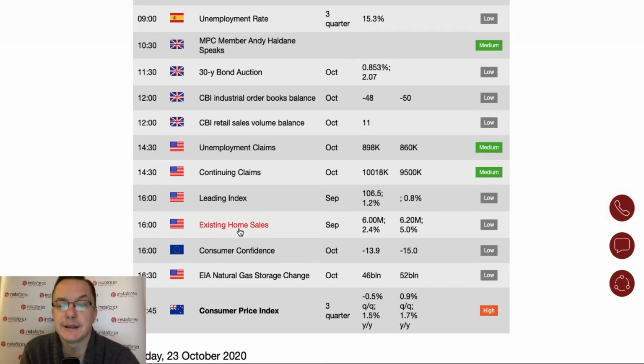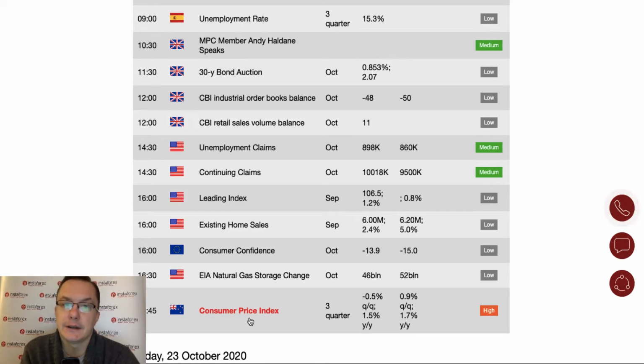For those of you who are following the property market, existing home sales data is scheduled to release at 4 o'clock p.m. So some data from the job market, and at 4 o'clock consumer confidence. As you can see, it's getting worse and worse in Europe, mostly due to the relatively bad consequences of the COVID pandemic. And it looks like the most important data for today, at quarter to midnight, is from New Zealand, which is again the consumer price index.